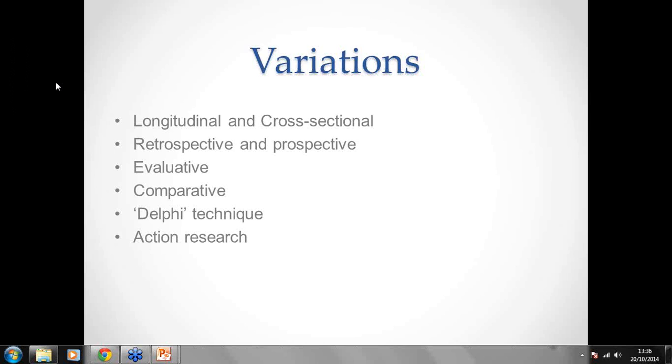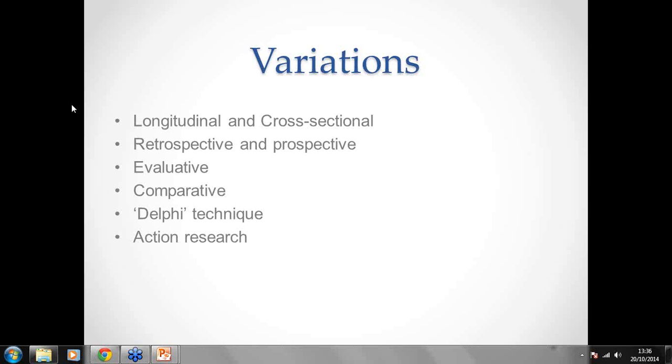And often a Delphi technique is something we might use at the beginning of a grounded theory study to develop an interview schedule to take forward to the wider population. So it's often an aspect or a portion of a research study.